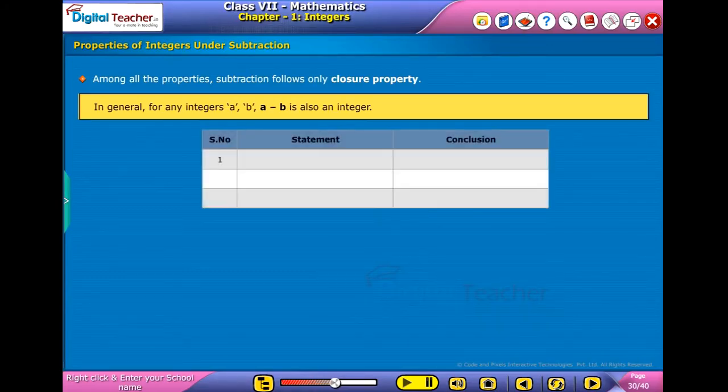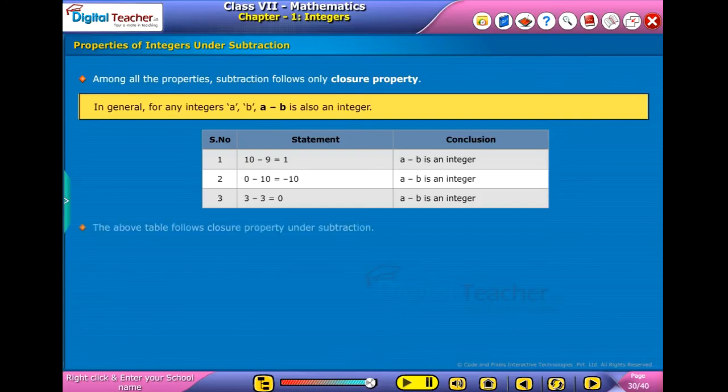In the first statement, 10 minus 9 is equal to 1, and it concludes that a minus b is an integer. Same for the second and the third statements as shown in the table. Therefore, the above table follows the closure property under subtraction.